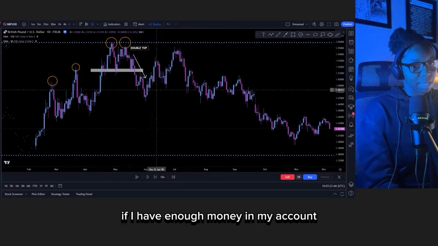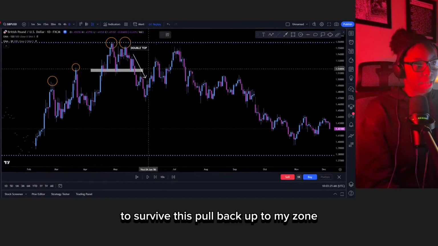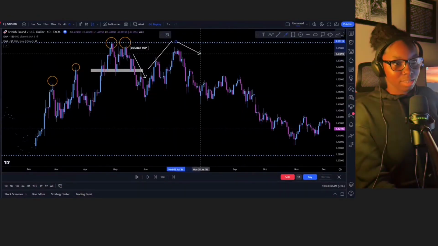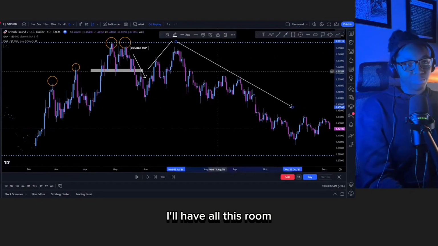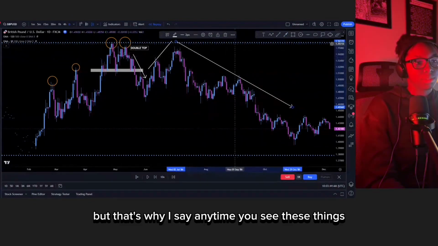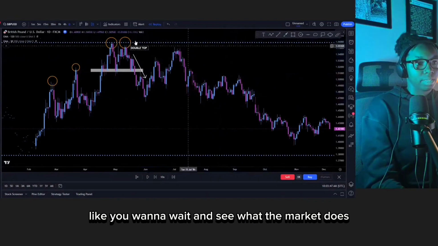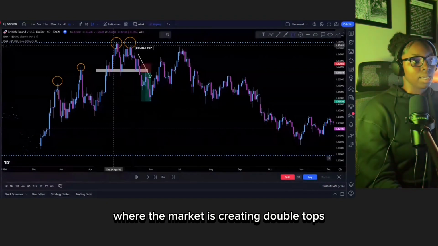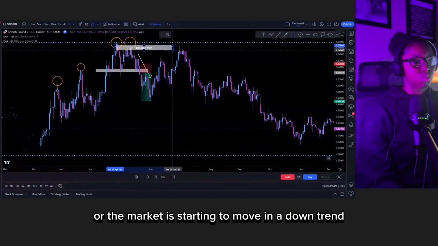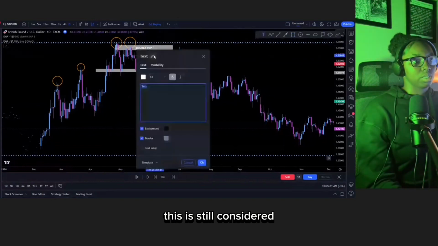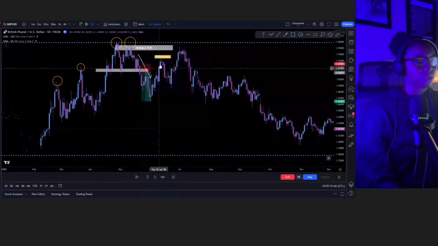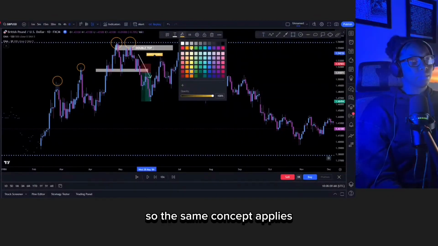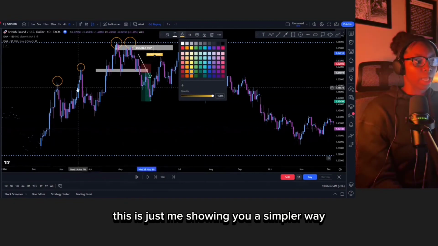If I have enough money in my account to survive this pullback up to my zone. But if I hold it and I wait, I'll have all this room. That's why I say anytime you see these things, you want to wait and see what the market does. Anytime you're seeing things like this, where the market is creating double tops or starting to move in a downtrend, this is still considered where your supply zone should be, right? So the same concept applies. This is just me showing you a simpler way.